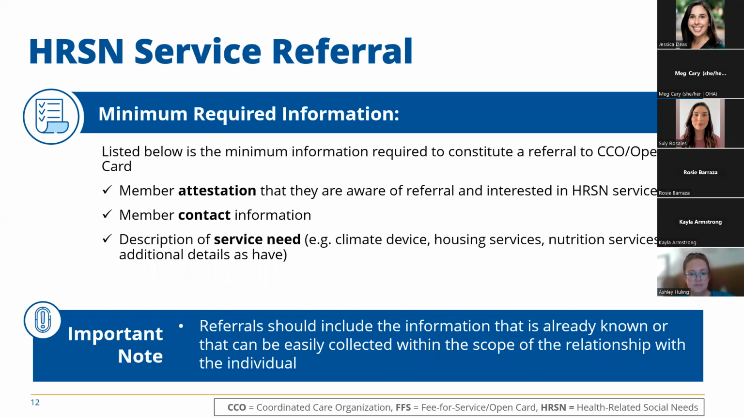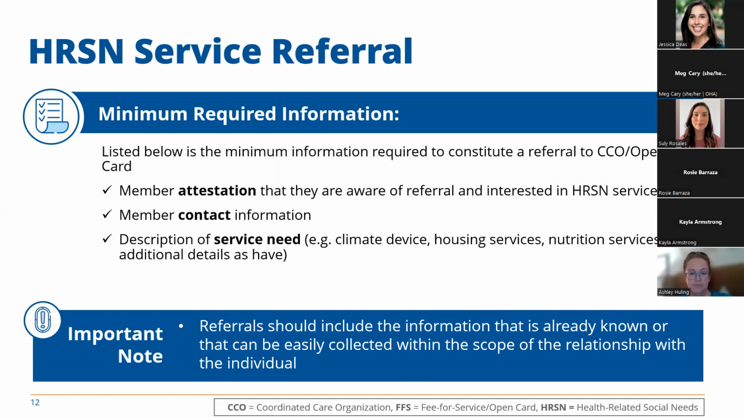Another piece of this is, there's the information we need in order to provide services to people, but there's also minimum information that we need in order to start the process. So for a referral to a coordinated care organization or to Open Card OHP, we need a member attestation that they want these services and they know this referral is being made. We need a way to contact them, and we need a description of that service need.